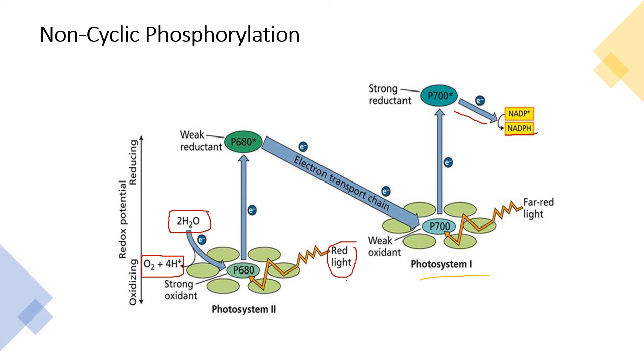The question students usually ask me is that, okay, then what happens to P680 because it is missing an electron? That electron is replaced by water. So when you have photolysis, you release electrons and protons, and so the electrons will then replace whatever has been lost from P680, if that makes sense.